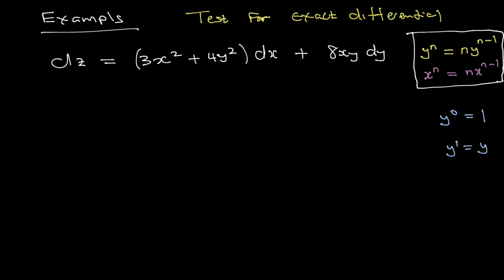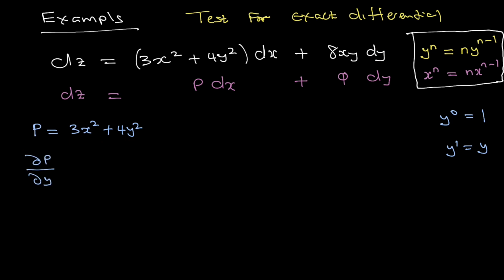Here's an example. Test for exact differential. We have dz equals 3x squared plus 4y squared dx plus 8xy dy, which means that this is dz, when that is equal to p dx, that's p, that's dx, plus q dy, that's q, this is dy. So we write the p down. I want to find the partial derivative of p with respect to y. That means I need to differentiate this with respect to y.